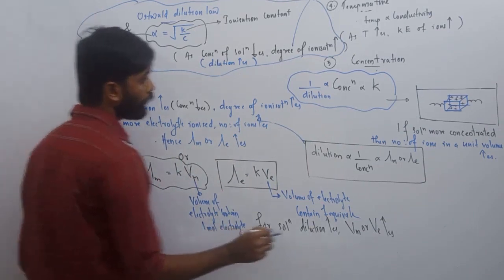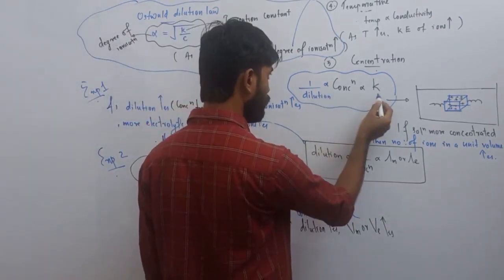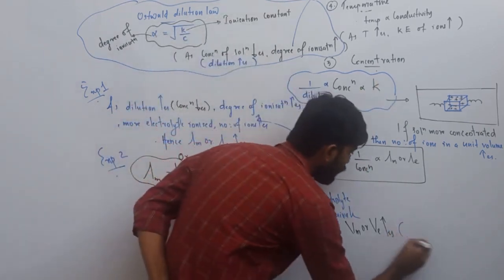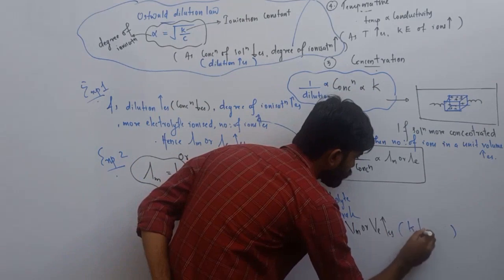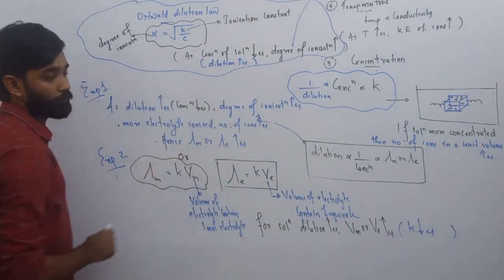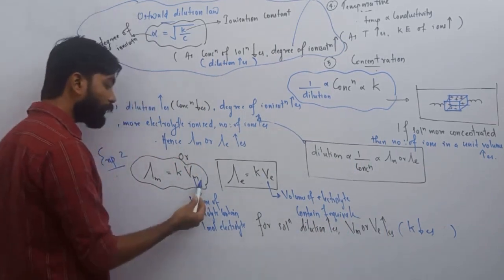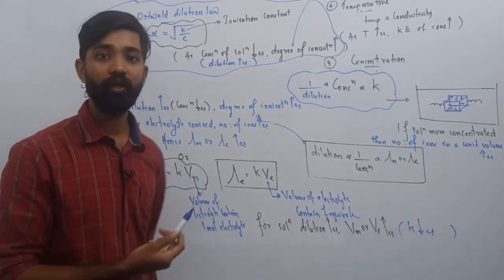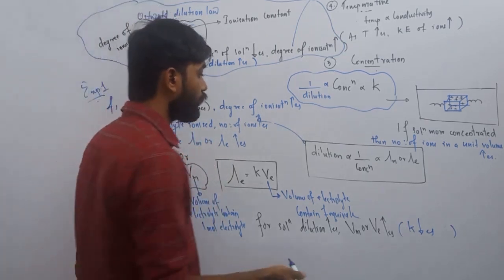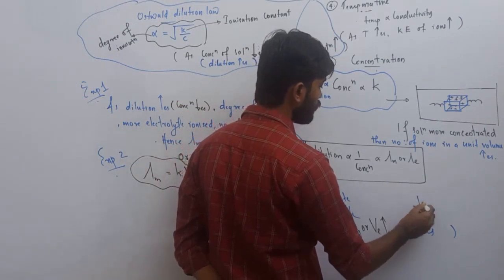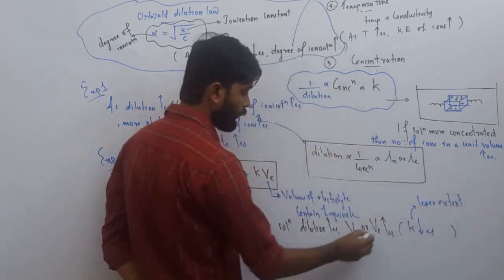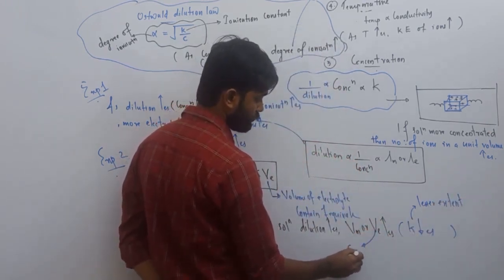Moreover, if we increase the dilution, kappa decreases. So this quantity increases and this quantity decreases. But the increment of Vm is much greater than the decrement of kappa. That's why it always dominates. Kappa decreases to a lesser extent, but Vm increases to a greater extent.